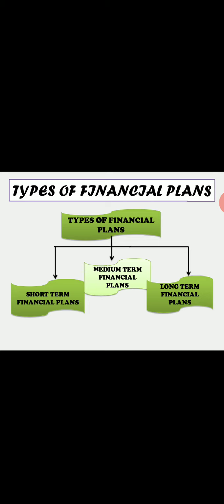So the last plan you have is the long term financial plan, as the name itself states, right? Which is prepared for more than 5 years. The first one, short term, is of 1 year or less than that. Medium term is between 1 to 5 years, whereas long term financial plans are prepared in the firm for a period of more than 5 years. So plans of more than 5 years come under the long term financial plans.